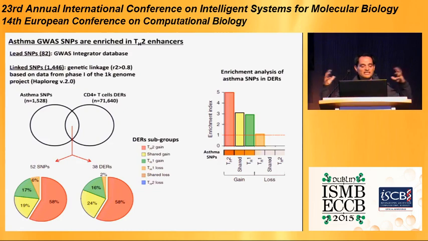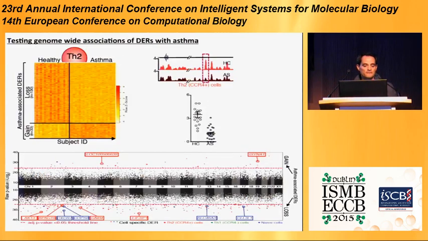And when we test how many SNPs overlap our DIRs, we observe that 52 potential asthma SNPs fall into 38 of our DIRs. And by a proper enrichment analysis, we observe that there is a clear enrichment of asthma SNPs, especially in our regions that gain Me2 during TH2 cell differentiation.